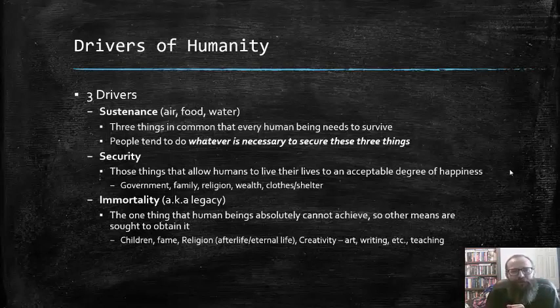Now, we all seek some sense of immortality. And because we can't physically live forever, we search for other means to obtain it. Some of these means include our children. That legacy that one leaves to one's children is in many ways an effort to achieve that sense of immortality. Fame. Of course, this one kind of goes without saying. Famous people tend to live on in the minds and hearts of people long after they're gone.